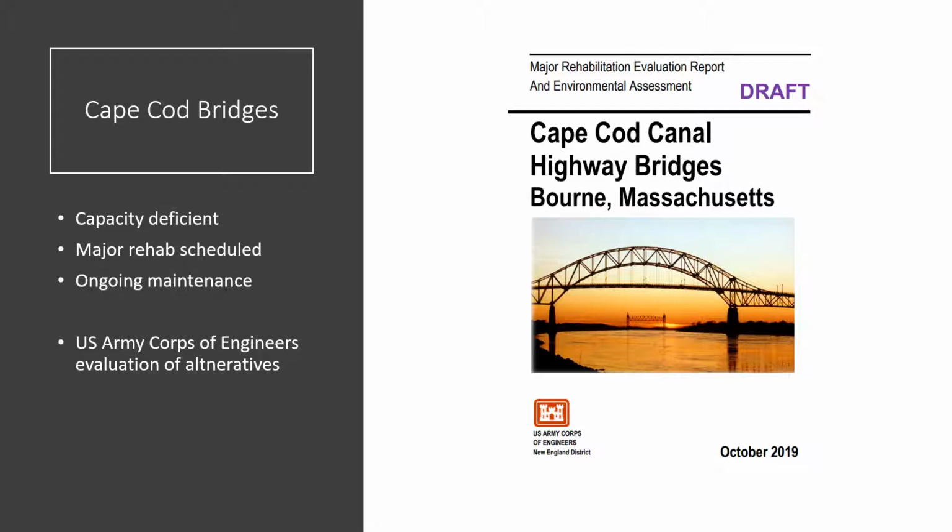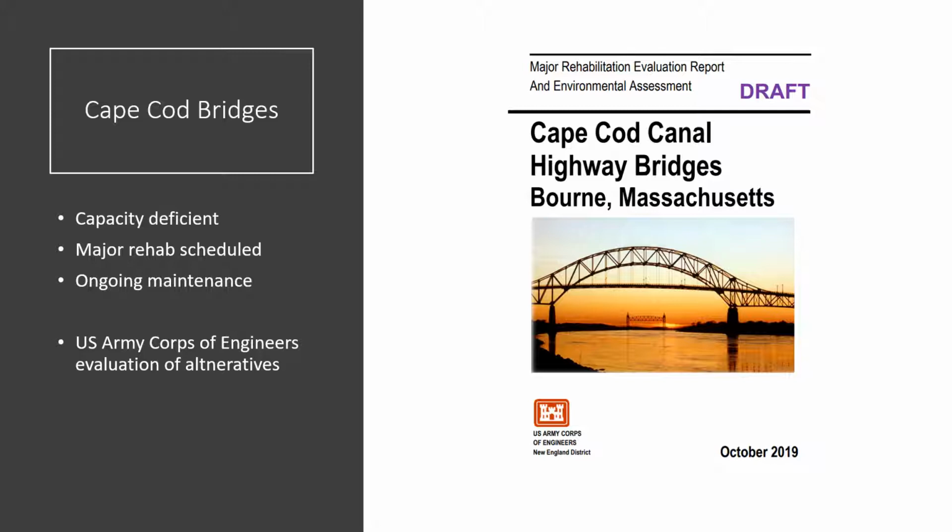If you've ever taken them in the summer, I didn't even notice. Here's the other bridge. I forget which one's which. Here's one bridge here in the distance. Here's one close up. That's a very nice picture. If you've ever been to Cape Cod, you realize the capacity is definitely deficient. People are always waiting in line to get across the bridge. These are old bridges. They're in the neighborhood of 80 years old. So we're going to have to do major rehab anyways, and there is always ongoing maintenance.